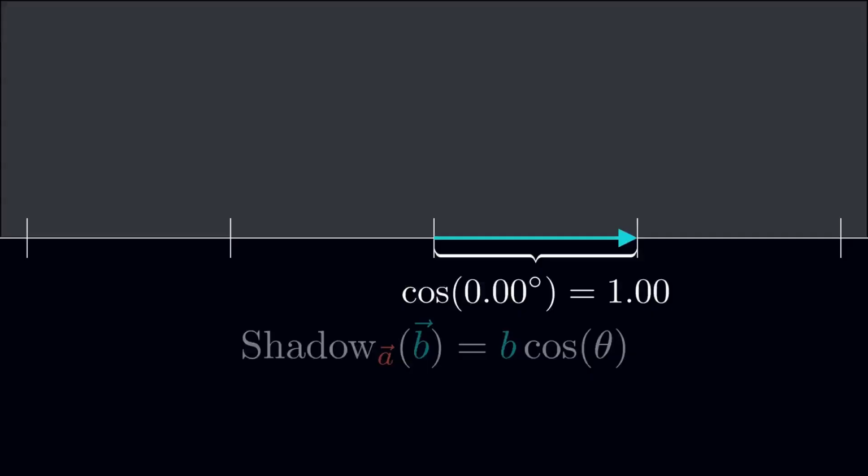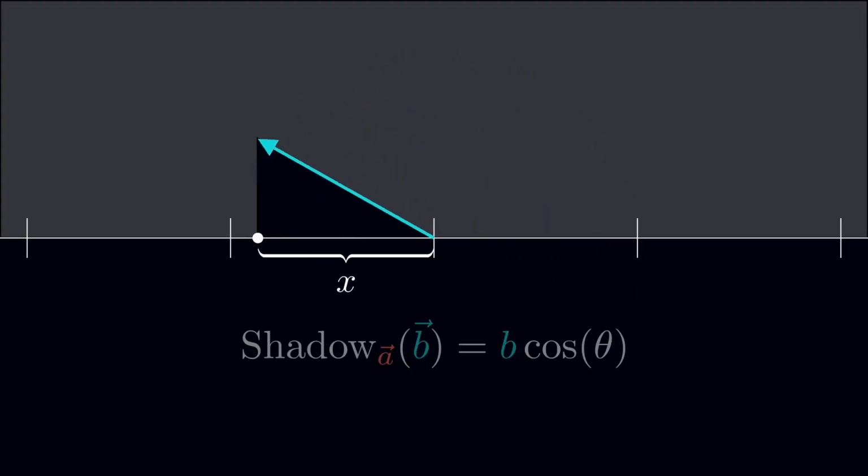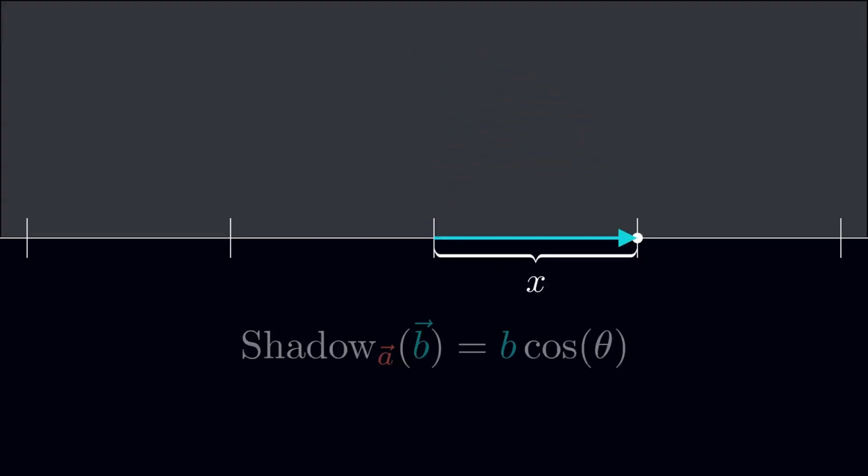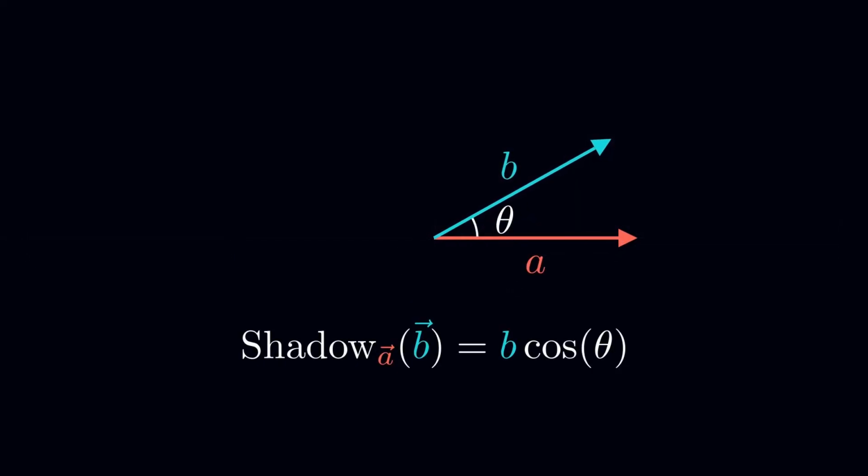By the way, this shadow picture is essentially what a coordinate is. It's just the part of a vector's length that goes along some direction. So now, we have a way to measure B relative to A. But this formula doesn't consider the length of A.